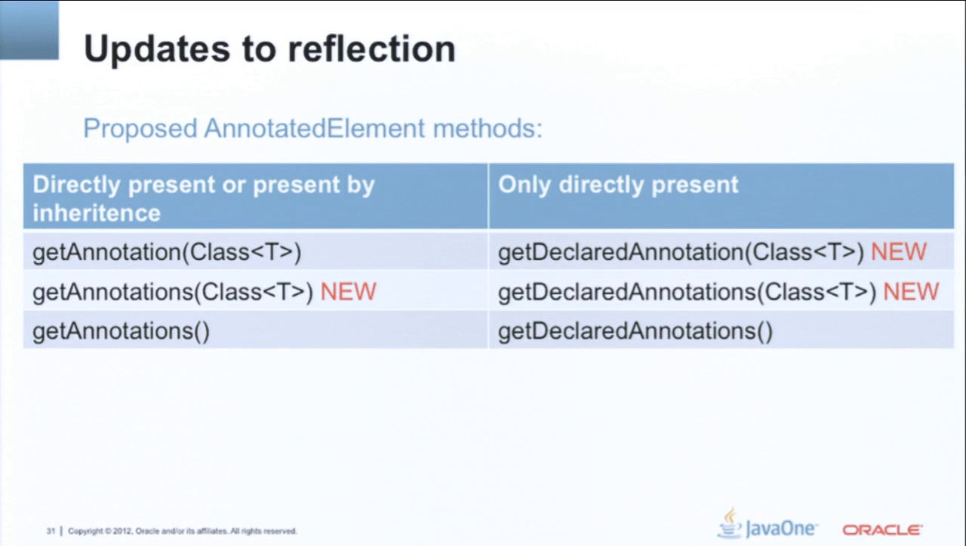So here are the proposed updates to AnnotatedElement. As you can see, there are 3 new methods. There is the one on the top right that we felt was missing. It should have been there from the beginning, basically. Why can't you do getDeclaredAnnotation for a single type of annotation? Why do you have to do it with inheritance, taking inheritance into account? So that is added for completeness.